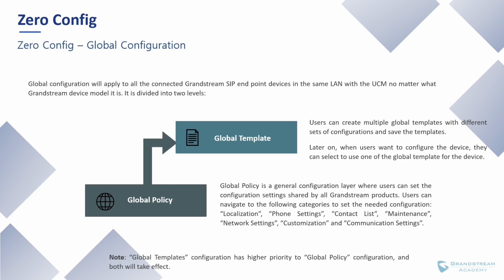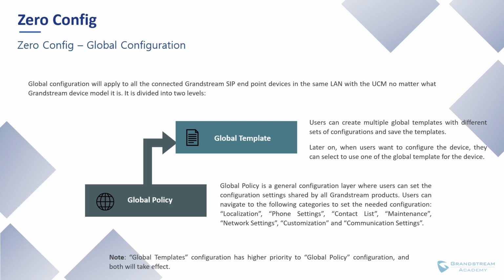Global configuration layer will apply to all the connected GrandStream devices in the same LAN with the UCM, no matter what GrandStream device model it is, and it is divided into two levels. Global policy, which is a general configuration layer where users can set the configuration settings shared by all GrandStream products. Users can navigate to the following categories to set the needed configuration, like localization, phone settings, contact list, maintenance, network settings, customization, and communication settings.